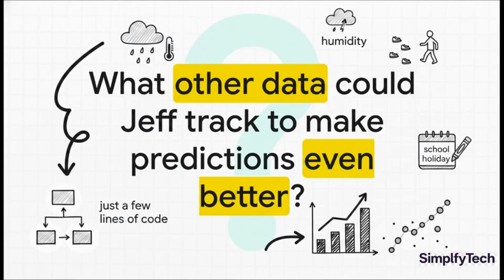So look at what we did. We took Jeff's simple logbook and turned it into a legitimate forecasting tool. But this is just the first step. Think about it. What if he started tracking other things? Is it a weekend, a holiday? How much foot traffic is there? Each one of those is a new piece of information, a new feature that could make his predictions even sharper.